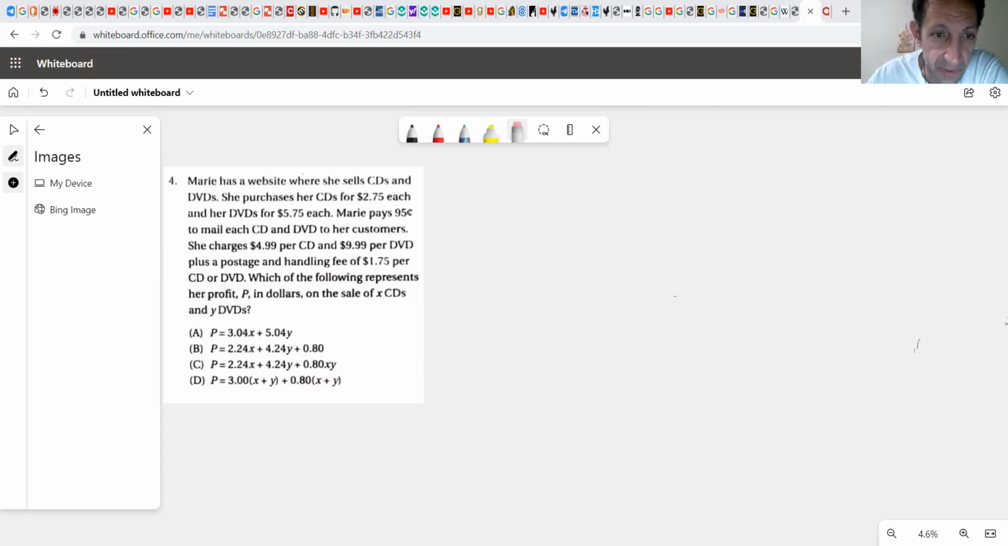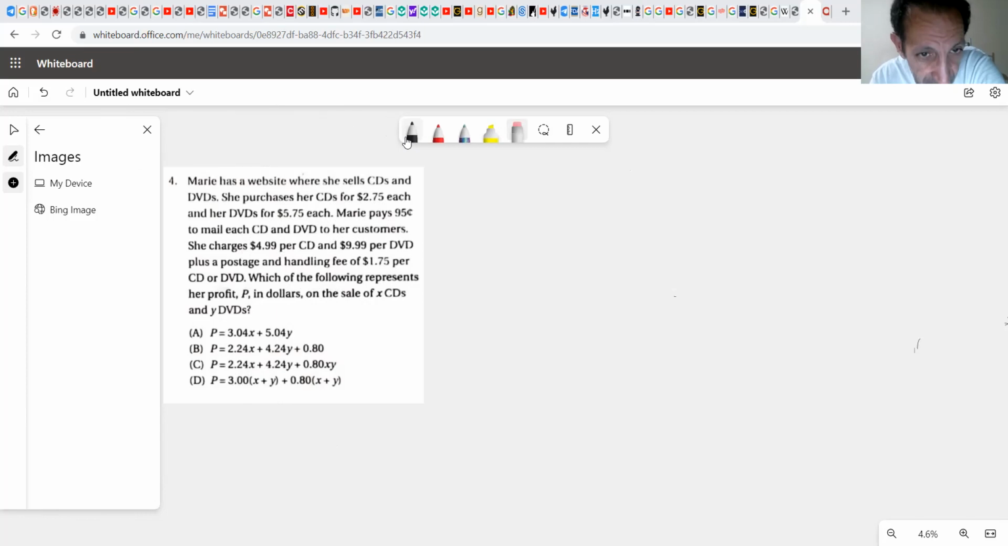So basically, she's selling CDs and DVDs, so I would try to break down her net gain or loss for a CD and a net gain or loss for a DVD. And that whole thing together is going to be the profit. Well, it should be a profit. She should be making money. But anyway, let's take a look at the information that we have here.